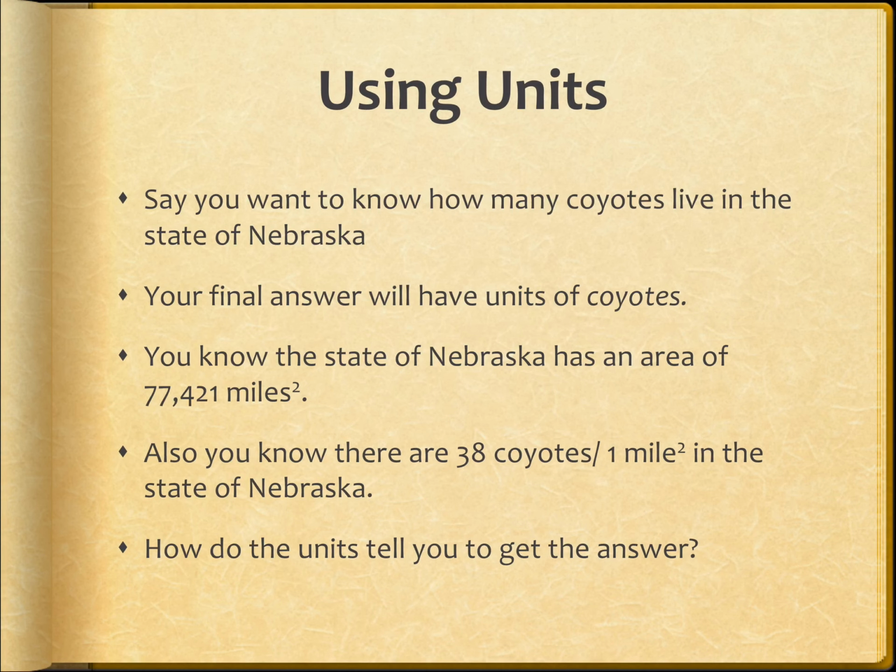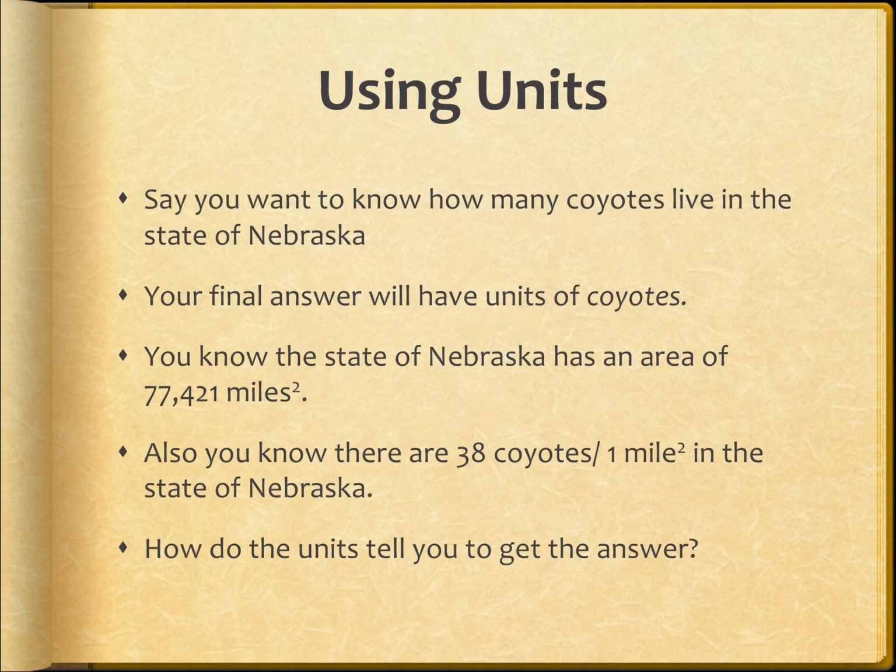Let's look at another example that's maybe not as obvious. So let's say you want to know how many coyotes live in the state of Nebraska. Your final answer is going to have units of coyotes, right? So you want to know how many coyotes live in Nebraska? That's going to be the final unit. You're given that Nebraska has an area of 77,421 square miles, right? And you also know that there's an average of 38 coyotes per square mile in the state of Nebraska. So you got a lot of coyotes in Nebraska.